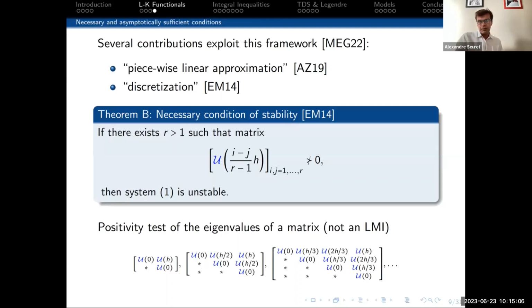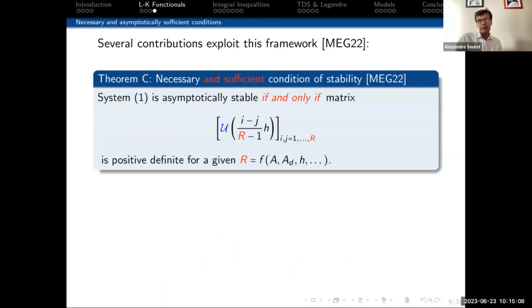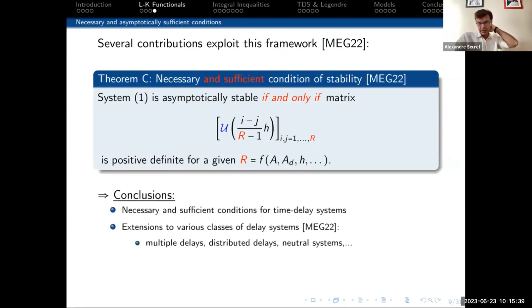And what is really nice also is that more recently, they transformed their necessary condition into a sufficient condition of stability, which means that the time delay system is asymptotically stable if and only if this matrix, with a particular R that is a function of the matrix of the system and of the delay, is positive definite. So for this given R, this system is asymptotically stable. So this is a necessary and sufficient condition. So one may say that, as a conclusion, up to now.